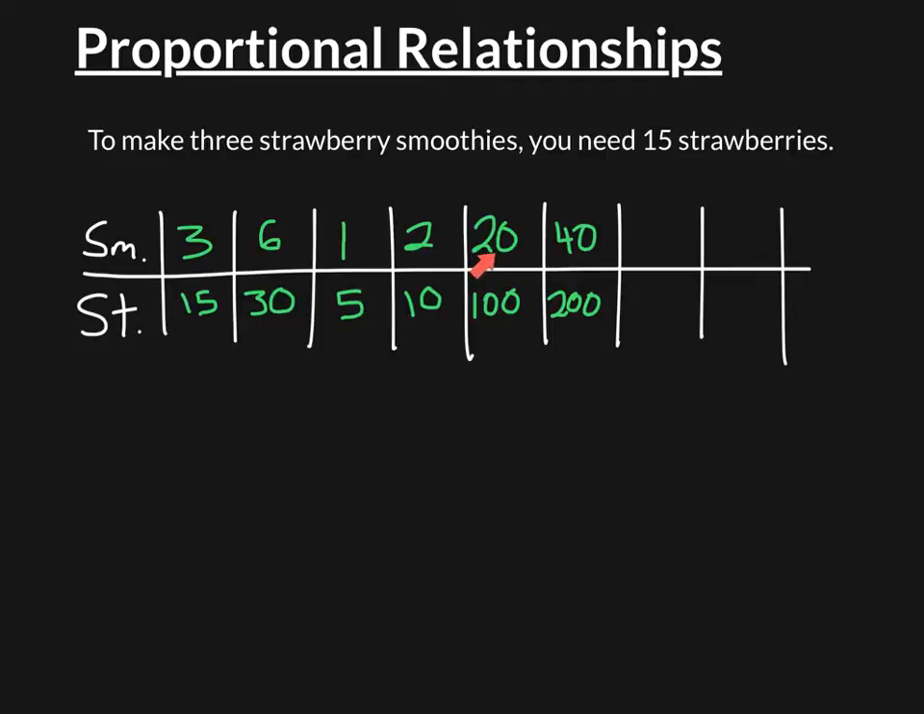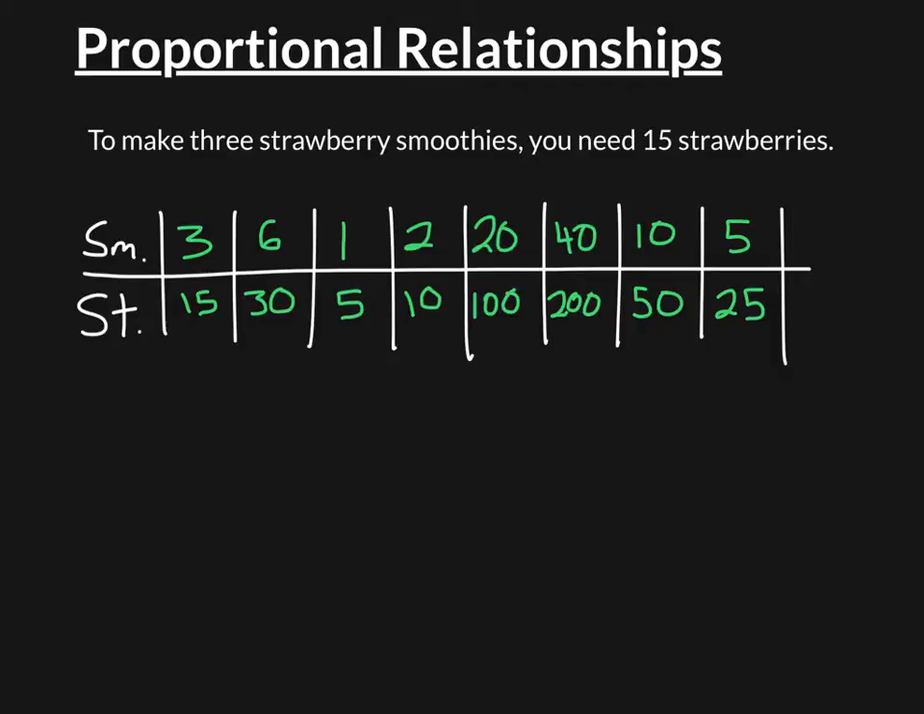What if I wanted 10 smoothies? What if I wanted to divide my smoothies in half? If I did that, 10 smoothies, I would divide my strawberries in half too, right? So 10 smoothies would need 50 strawberries. And let's divide that in half again. Let's say I wanted 5 smoothies. I would need 25 strawberries.